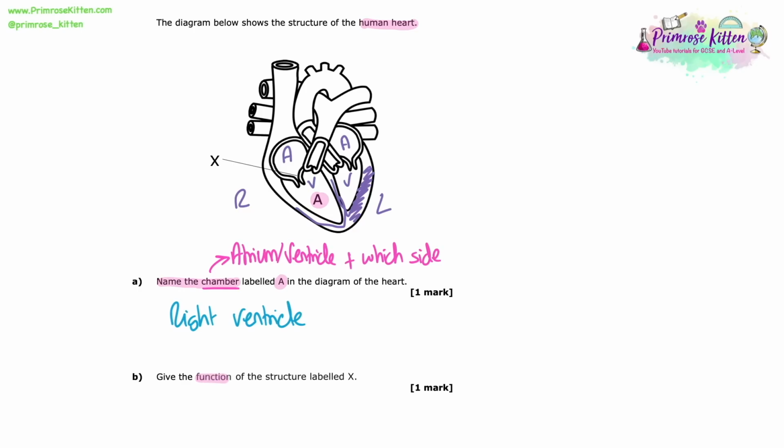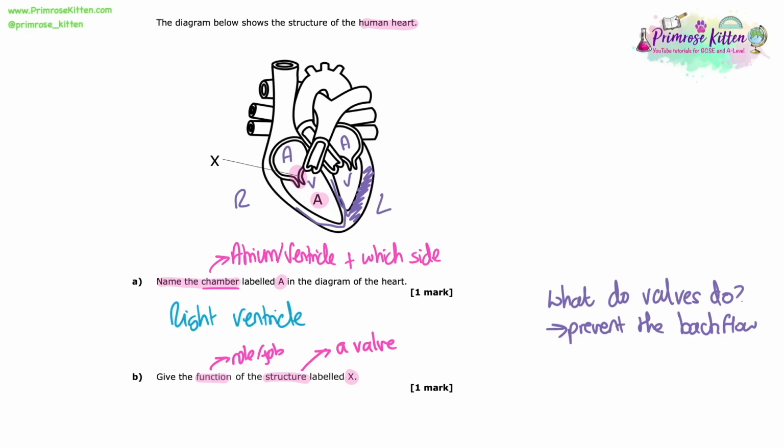So now it wants us to give the function of the structure labelled X. So this is asking us for the role or the job that that structure plays between the atrium and the ventricles. And it is a valve. Doesn't really matter if you don't know the name of the valve, you just know it's a valve. And all valves carry out the same job, whether they're in the heart or in the blood vessels. They prevent the backflow of blood. So that's what we put as our answer for 1 mark.